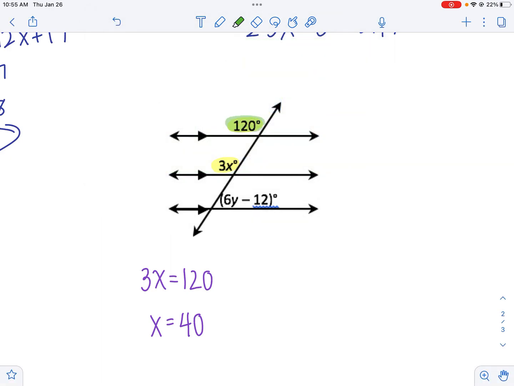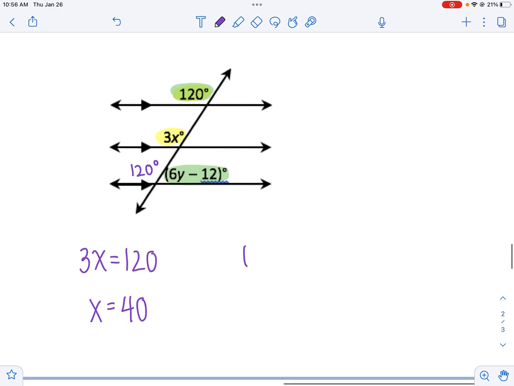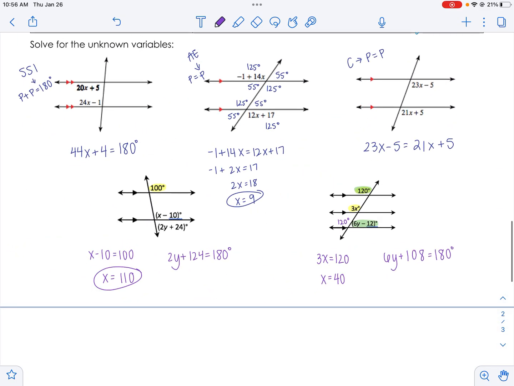And now ask yourself, how are the 120 and the 6y minus 12 related? Well, we said corresponding, we can essentially copy down, right? Which would make this 120. And then ask yourself, what's that? Well, that's a line, that's a linear pair. That goes back to supplementary. So part plus part, so that would be 6y plus 108, because 120 minus 12 is 108, equals 180. Then you would solve from there.